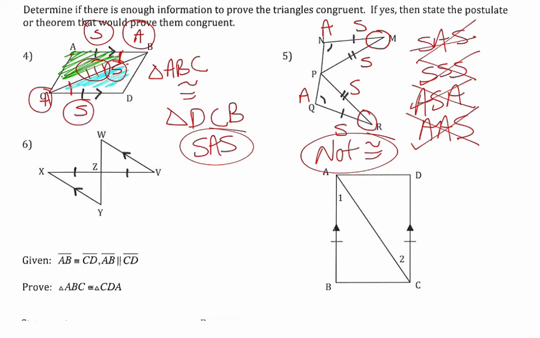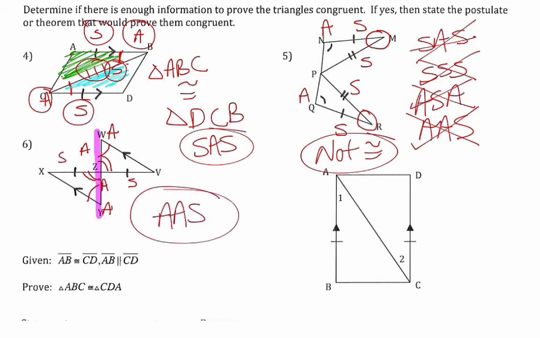So there's more than one way I can do this. I notice right away that WY is a transversal that creates angle W and angle Y along the parallel lines, so those are the same. But I also noticed that angle WZV is vertical to XZY. So if I look at this, I've got an angle and a side matching an angle and a side. So these two triangles are congruent by angle, angle, side.